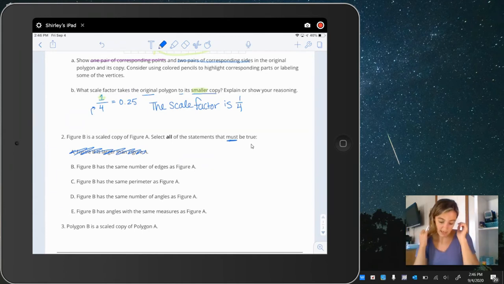Figure B has the same number of edges as figure A. Yes, if it has the same number of sides, that means it's probably exactly the same shape. So that has to be true.